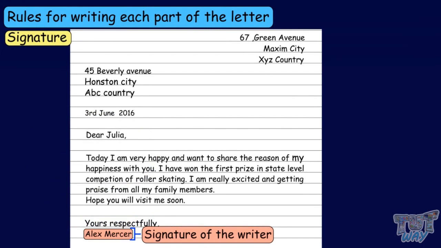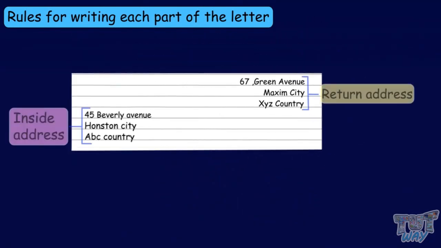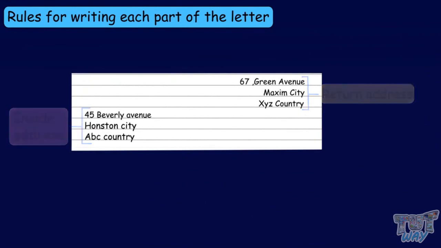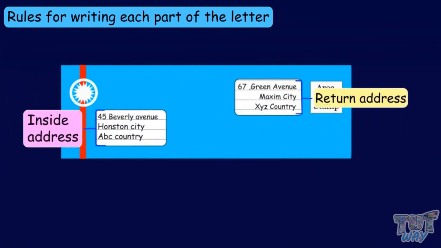So friends, we have just learned the format. Now here is another benefit of this format. Have a look. If you fold the written letter this way, that is, address on the top, and put it in the envelope this way, both the addresses are visible even from the outside of the envelope, and you're not required to write the address again.